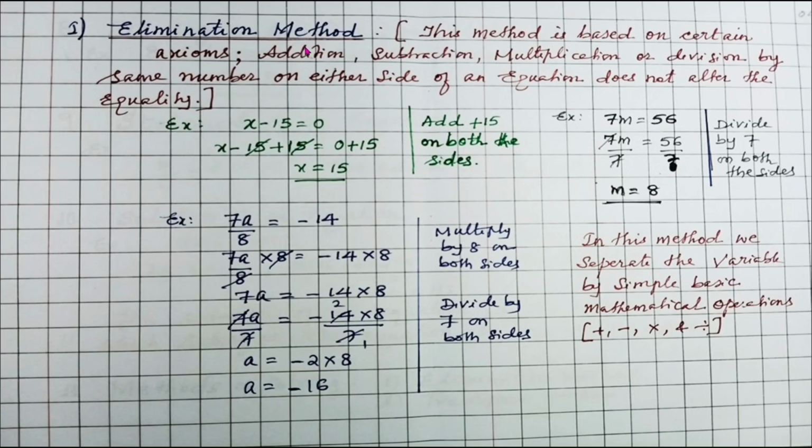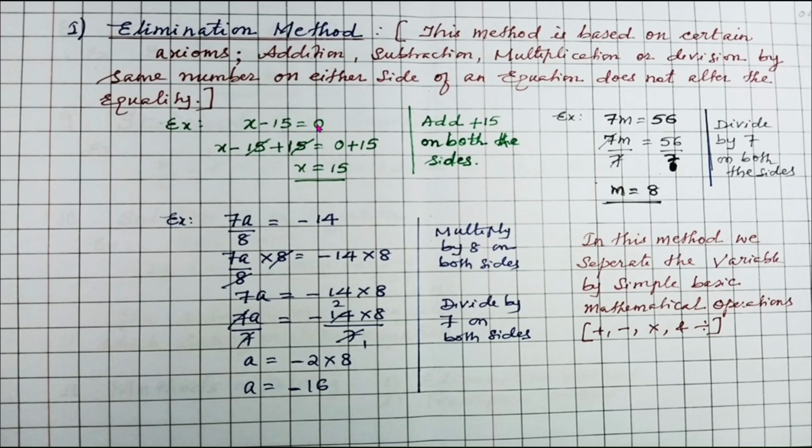Now this method is based on certain important rules: addition, subtraction, multiplication or division by the same number on either side of an equation does not alter the equality. The equality remains the same. Now what does this mean? Let us take an example and understand.